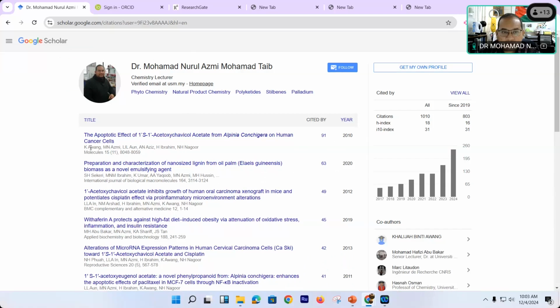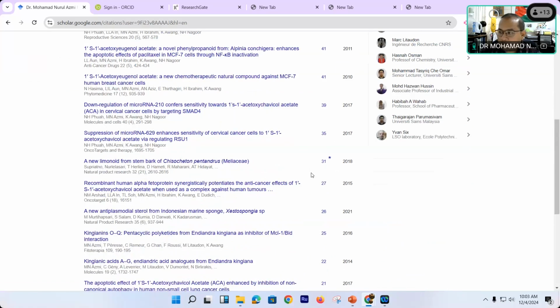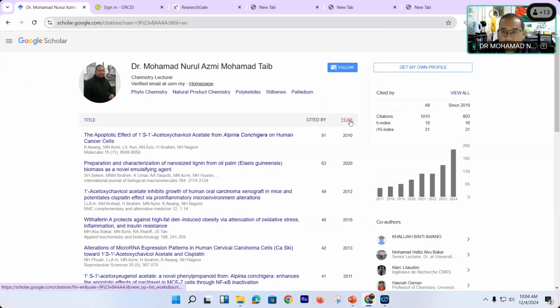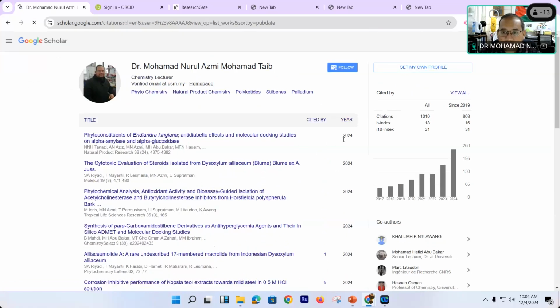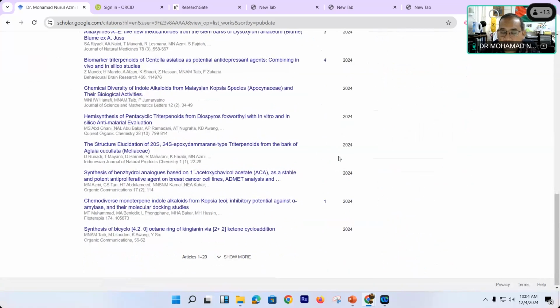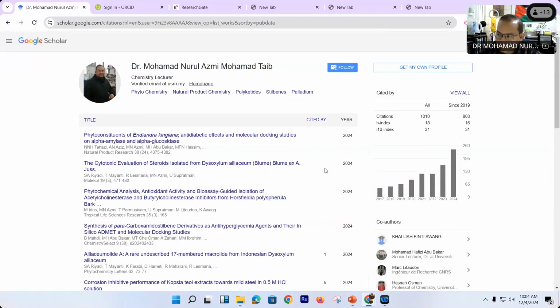This is about myself. The citations on Google are normally quite easy because they can be cited by everybody. After that, you can arrange by year, for example. Google will cover all the papers that we publish, whether they are ISI, Scopus, or something else, books, magazines, or something like that.